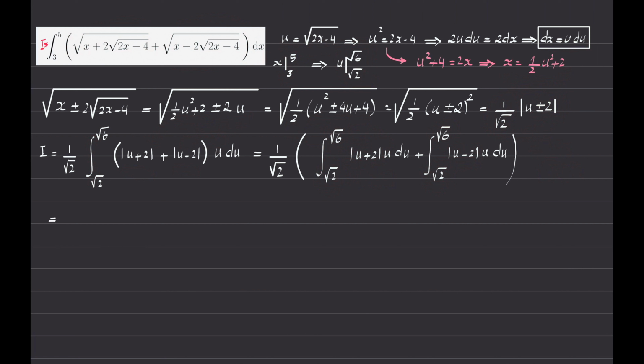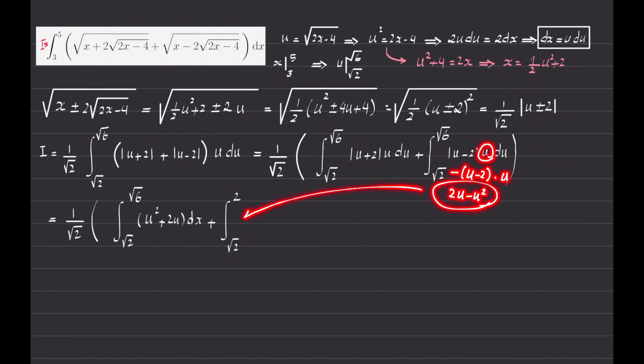So I will copy and paste 1 over square root of 2. As I told you, the first one I can simply write as this expression u squared plus 2u du. And the next one, I will go from square root of 2 to 2. But be careful, when you go from square root of 2 to 2, u minus 2 is negative, so you take this off, but the price is to multiply it by a minus sign, and then you have also a u here, so it becomes 2u minus u squared. So that is what you have to write here.